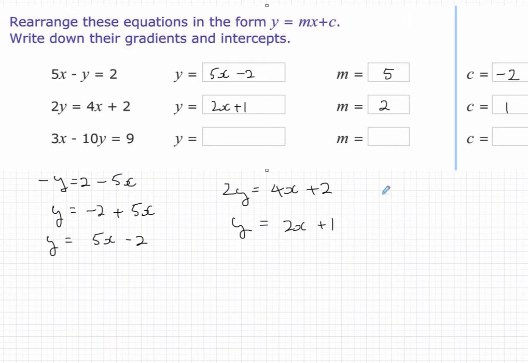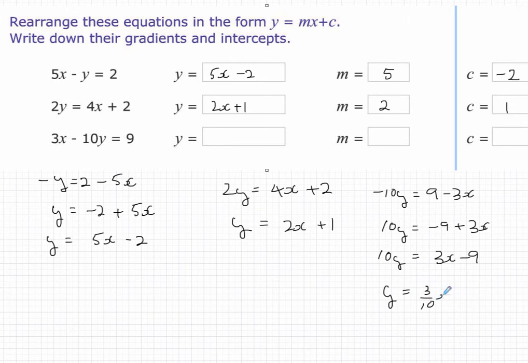And the third one, I'm going to write down minus 10y equals 9 minus 3x. I'm going to multiply by minus 1 to give me 10y equals minus 9 plus 3x. I'm going to rearrange it to be 10y is equal to 3x minus 9. But I want y on its own, so I divide by 10. So it's going to be 3 over 10x minus 9 over 10.